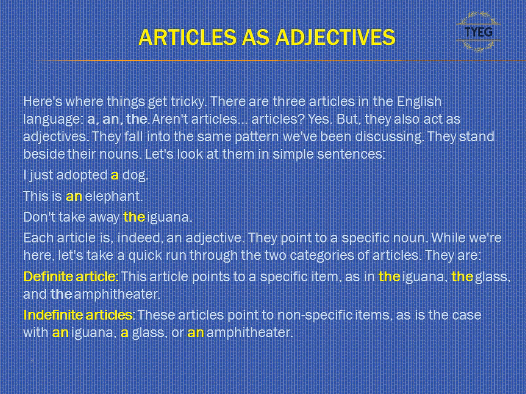Articles as adjectives. Here's where things get tricky. There are 3 articles in the English language: a, an, the. Aren't articles articles? Yes. But they also act as adjectives. They fall into the same pattern we've been discussing. They stand beside their nouns. Let's look at them in simple sentences.